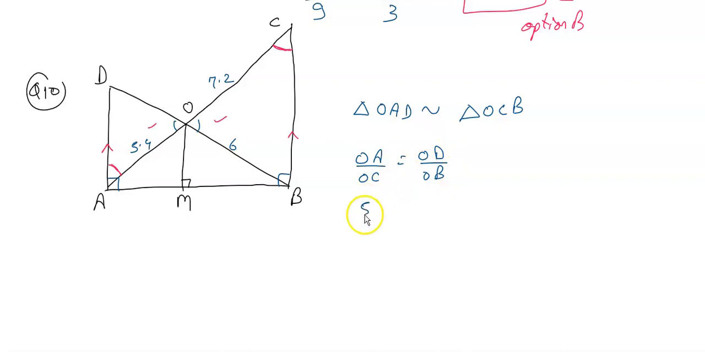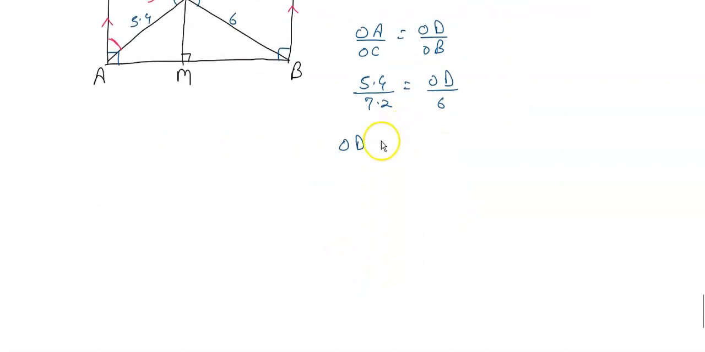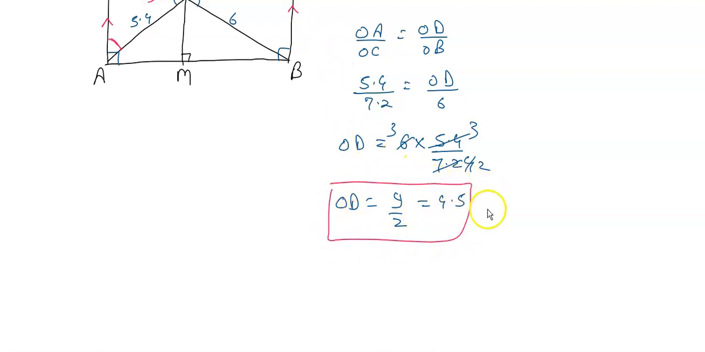So OA is how much? 5.4 divided by OC 7.2, OD is what we are supposed to find, and OB is 6. So OD is equal to 6 into 5.4 upon 7.2. So 18, 3 threes are 9, 4 twos are 8, so we get OD is equal to 9 by 2. 9 by 2 is nothing but 4.5. So the correct option is option A. This is the answer, option A.